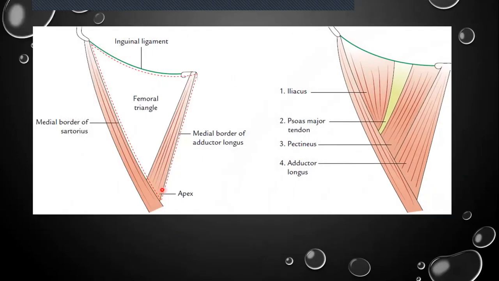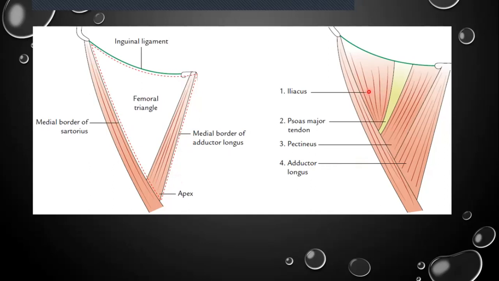Then let's look at that. So these are the boundaries. This is its base, the inguinal ligament. Its medial boundary, the medial boundary of the femoral triangle is the medial border of adductor longus muscle. Its lateral boundary is the medial border of sartorius muscle.